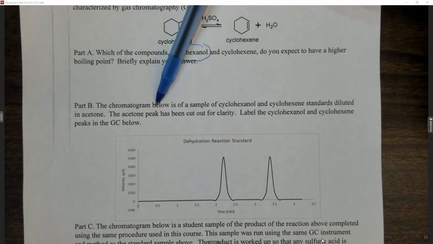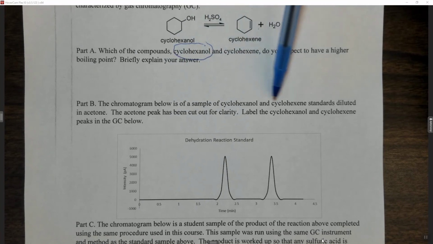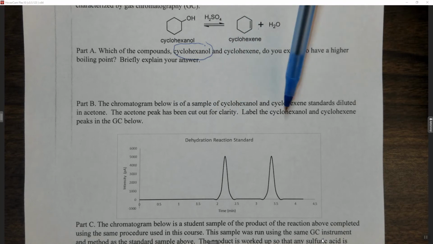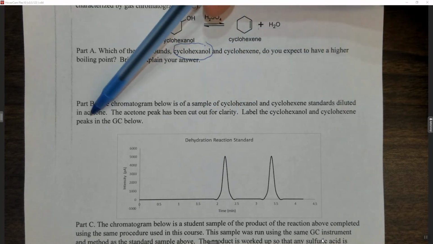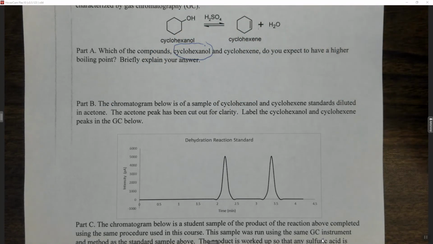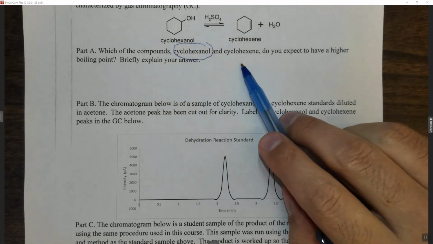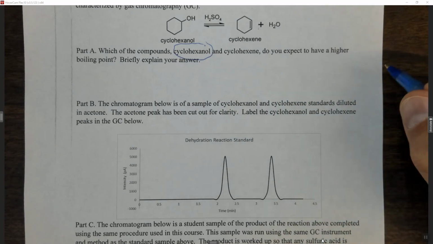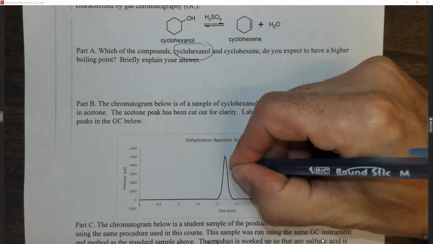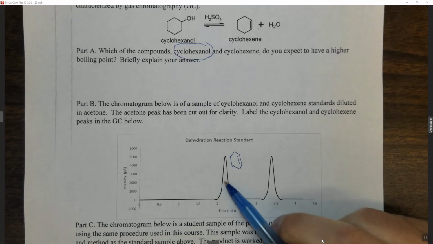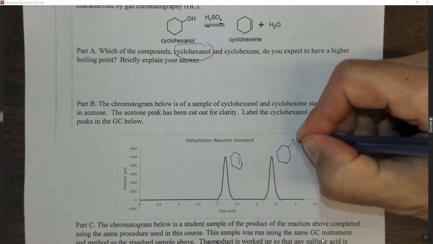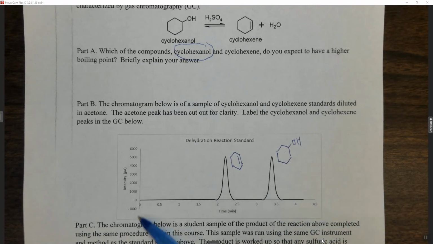All right, it says, the chromatogram below is of a sample of cyclohexanol and cyclohexene standards diluted in acetone. The acetone peak has been cut out for clarity. Label the cyclohexanol and the cyclohexene peaks below in the GC. Well, because of what we just talked about, cyclohexene is going to have a lower boiling point than cyclohexanol, which has the higher boiling point. We can reasonably expect that the cyclohexene is going to come out first in the GC, and the cyclohexanol is going to come out second. Higher boiling point is going to have a higher retention time. Lower boiling point, lower retention time.